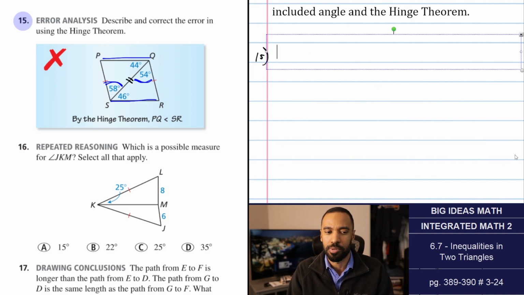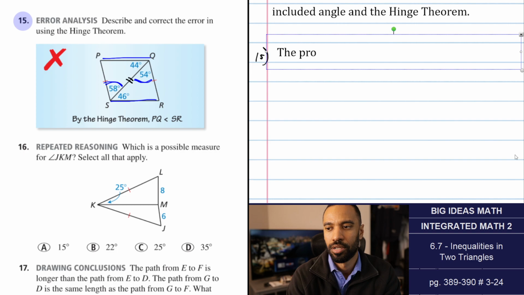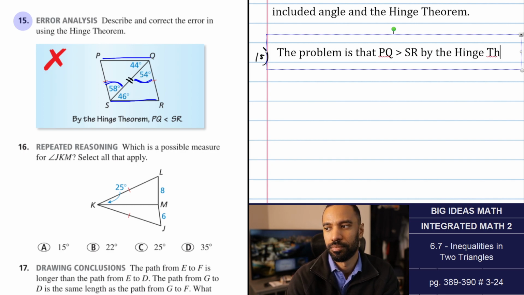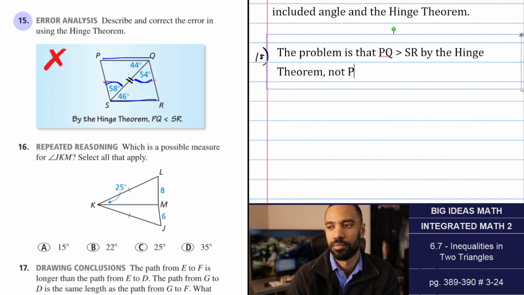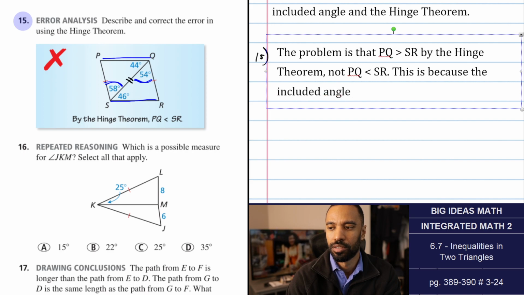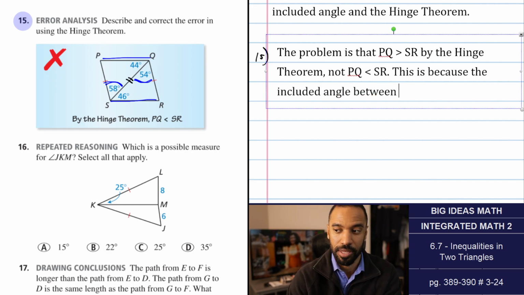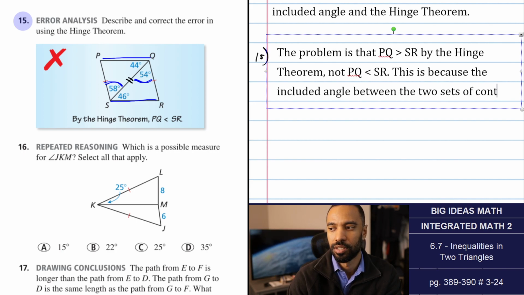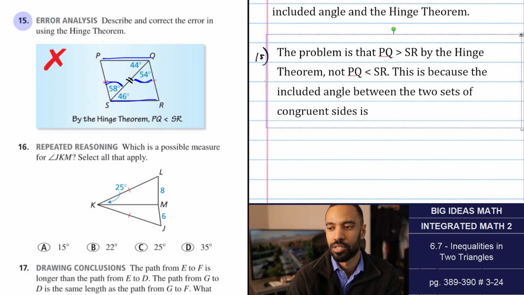The problem is PQ isn't less than SR. It's greater than SR. This is because the included angle between, which is all it means, the included angle between the two sets of congruent sides, is larger.